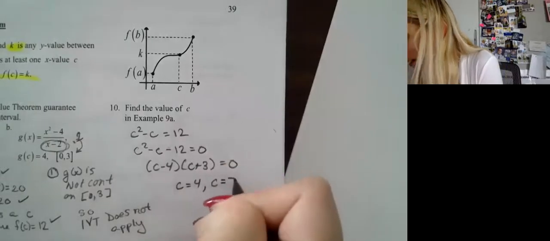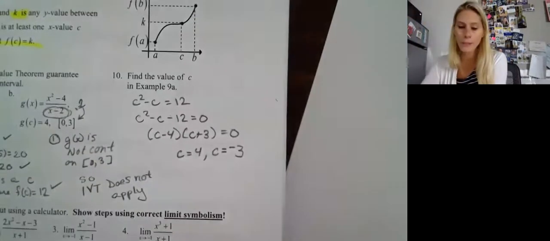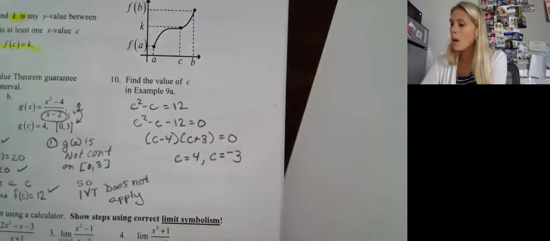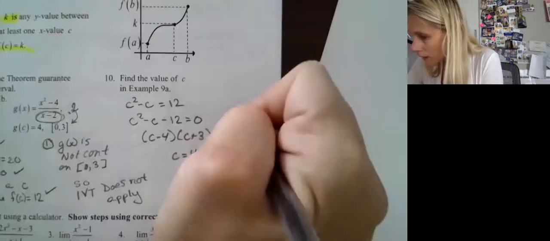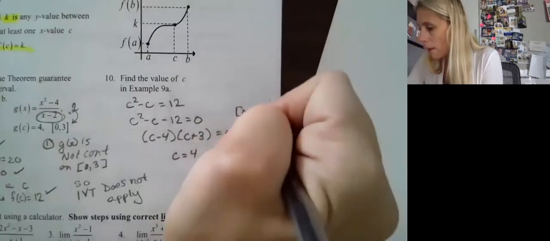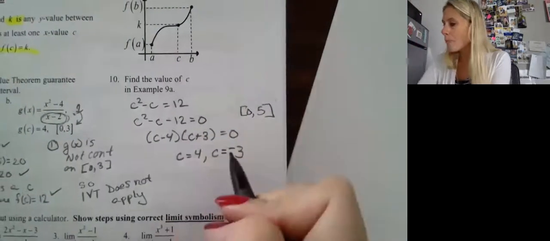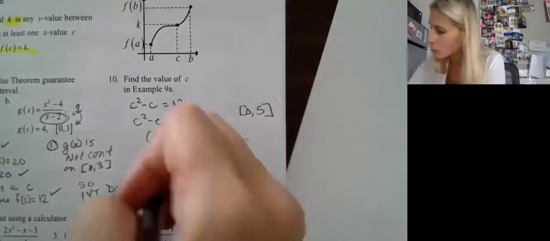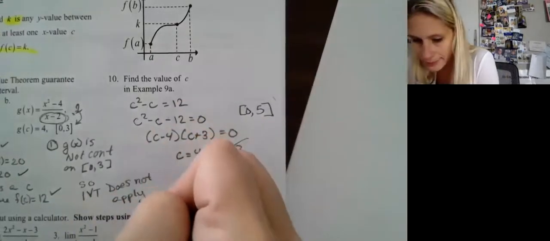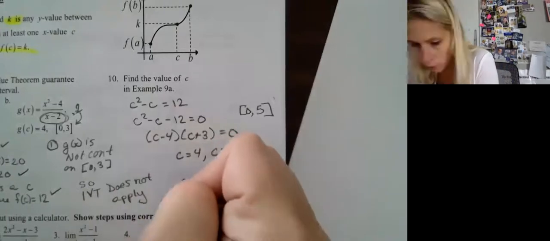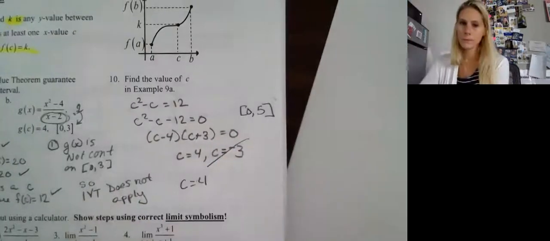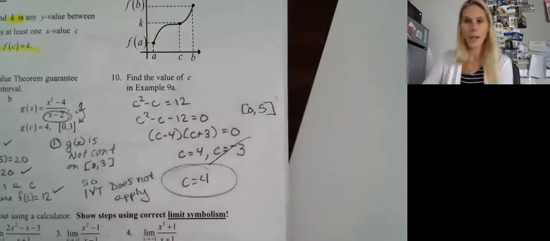Now there's one more thing you have to keep in mind. Our interval was from 0 to 5. So I've got to check that that worked. Negative 3 does not work. So the only value is that C equals 4. All right, there you go.